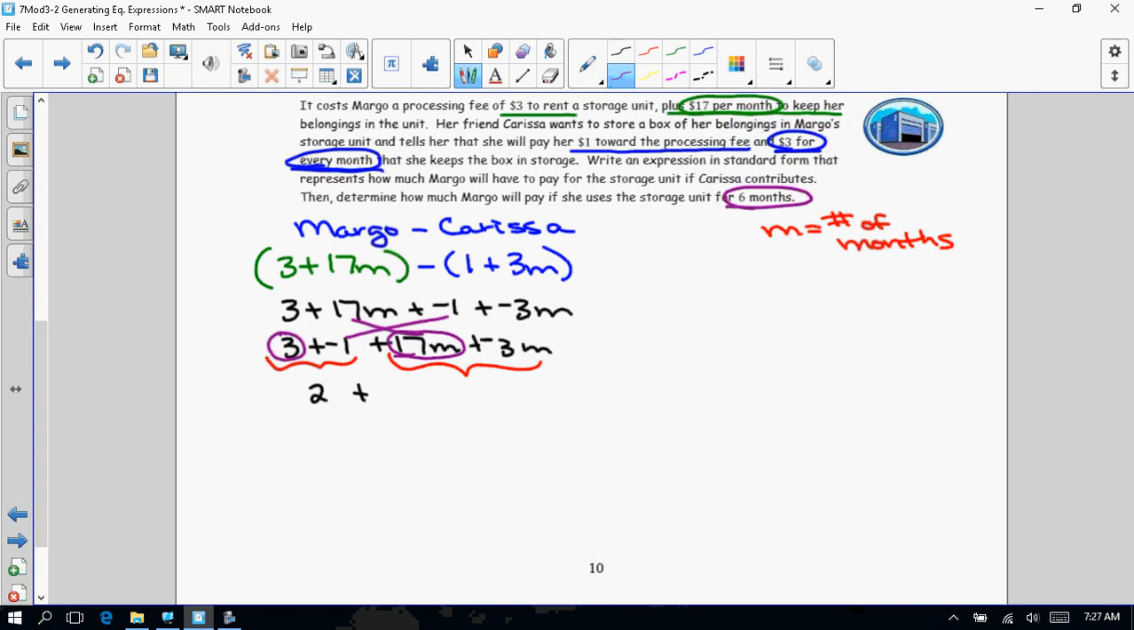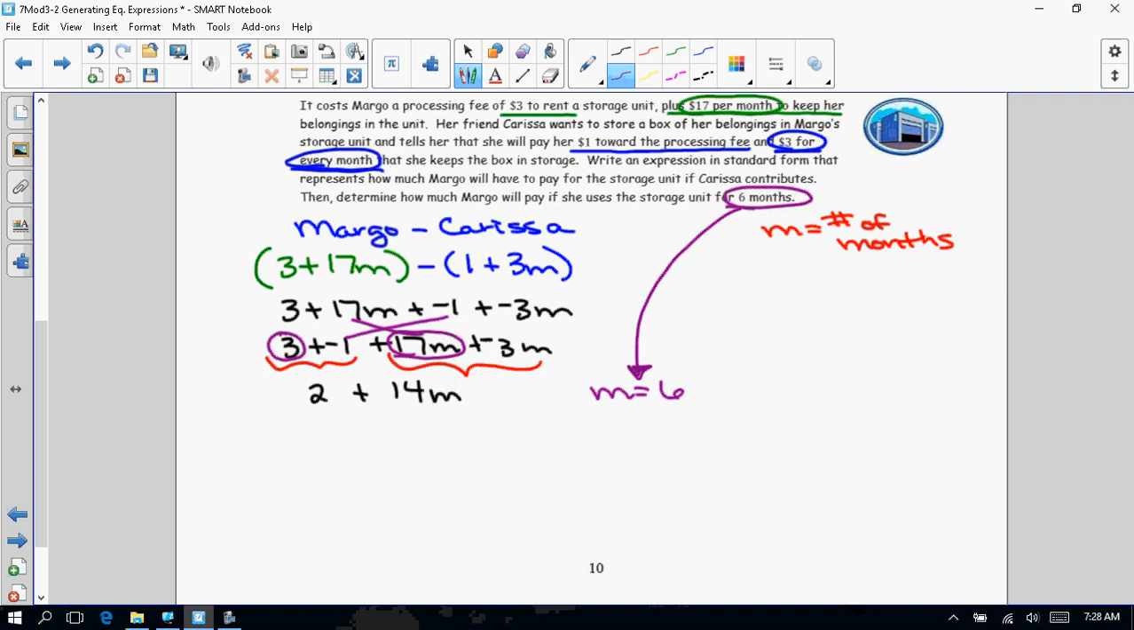So I'm going to subtract these. 17 minus 3 is 14M. There we go. That makes more sense. So it's nicely simplified now. Now I'm going to come into that last part. Let's suppose they do this for 6 months. So M equals 6. I'm told this right here.